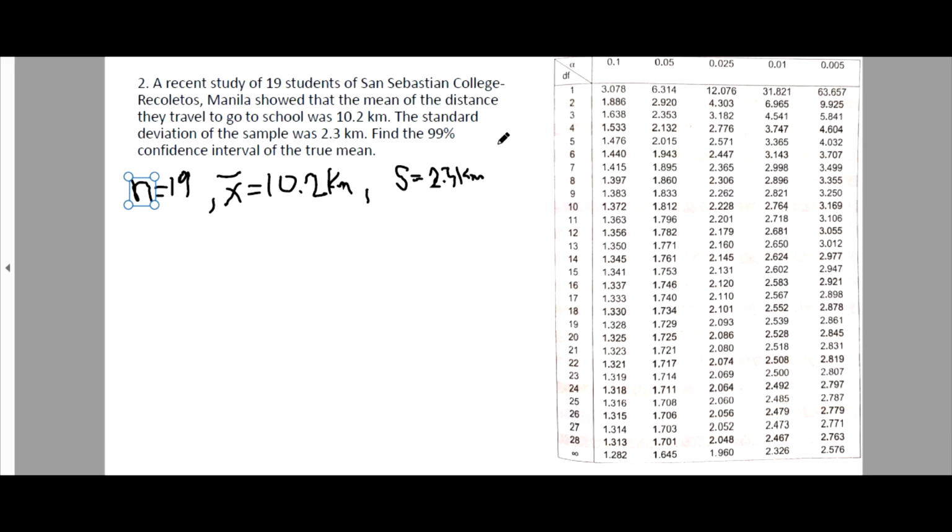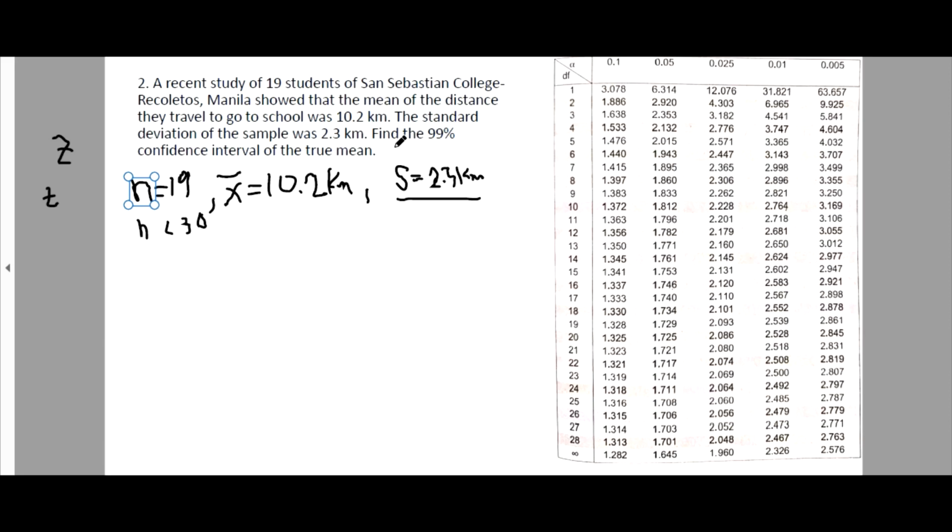Okay, so n is 19, so n is less than 30. Of course, it means that we will not use Z. Instead, we will use T. But of course, we must be sure. Let's look at the standard deviation. What is given? Is it the population or the sample? Based on this, it is the standard deviation of the sample, so the given is the sample, not the population standard deviation.